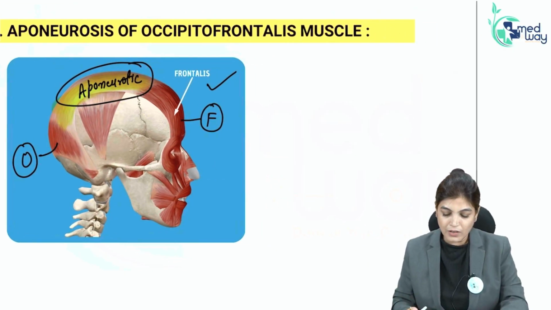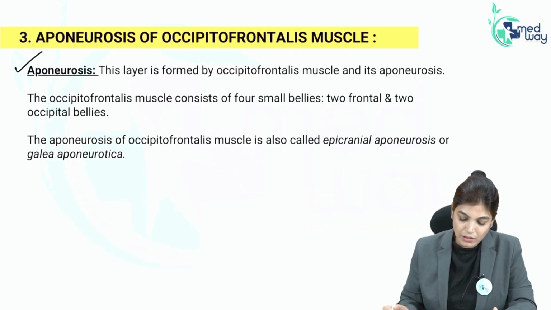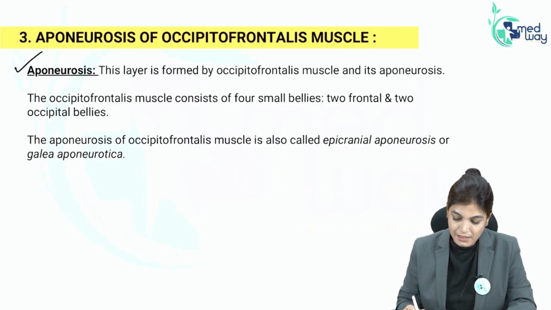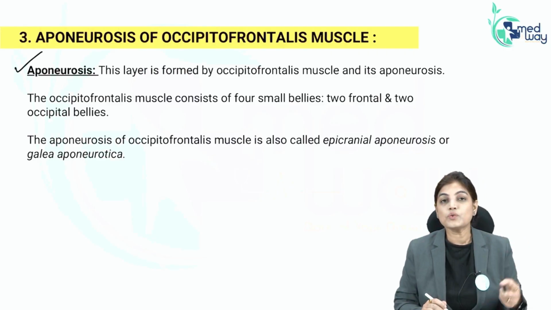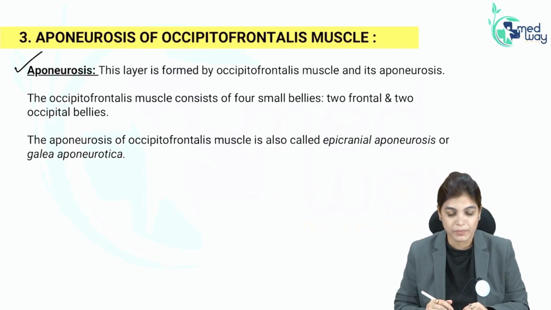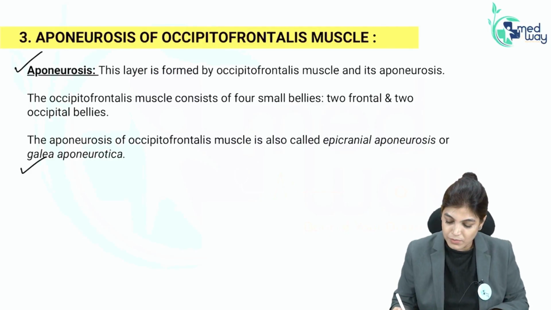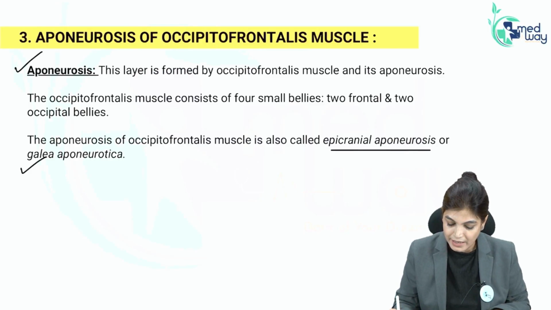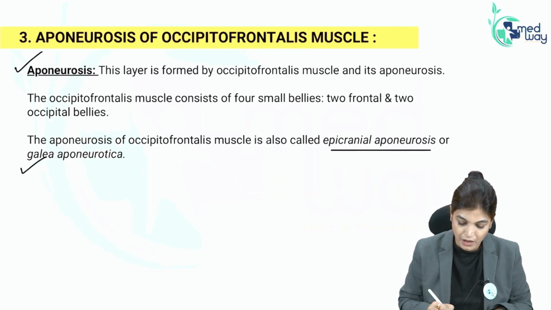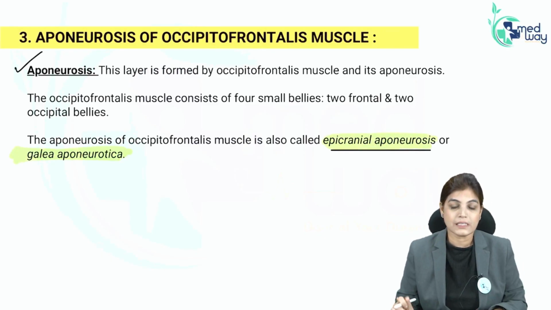Now it's important to understand about these muscles. So exactly we have to know about the attachment and the nerve supply. If I am talking about the occipitofrontalis, it consists of 2 frontal bellies and 2 occipital bellies. So together we have got the 4 bellies. Now the aponeurosis of the occipitofrontalis muscle belly is also called epicranial aponeurosis or Galea aponeurotica. The other name which can be used for it is Galea aponeurotic layer or epicranial aponeurosis.